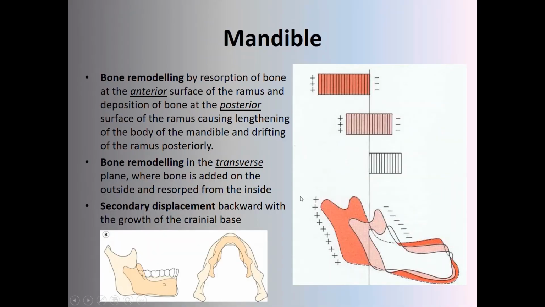At the same time, we will have bone remodeling to accommodate the development of the teeth and the molars and the associated structures. So we will have active bone removal, resorption, at the anterior surface of the ramus, and active bone formation at the posterior surface of the ramus, as if the ramus is moving backward.